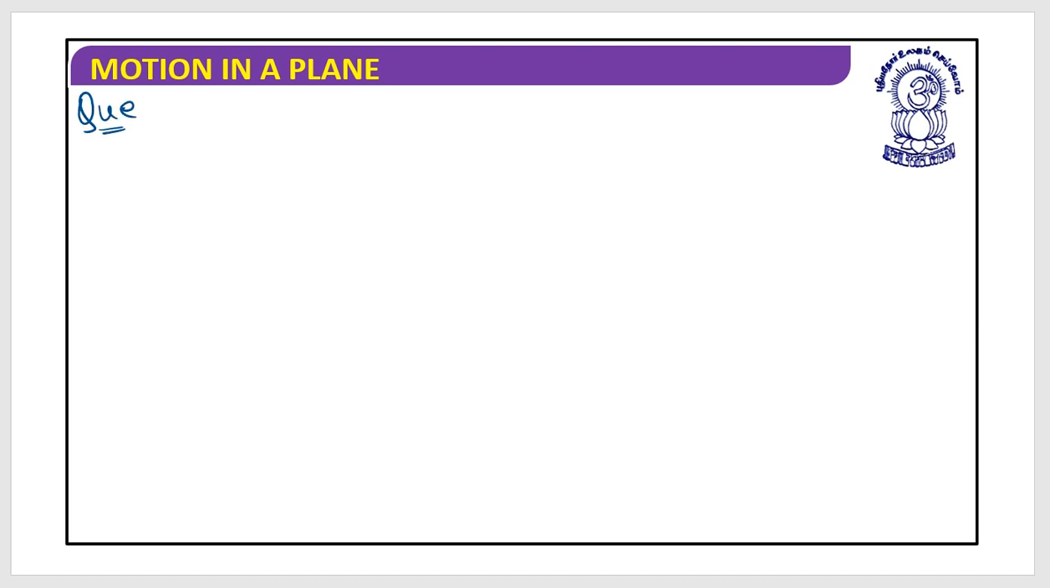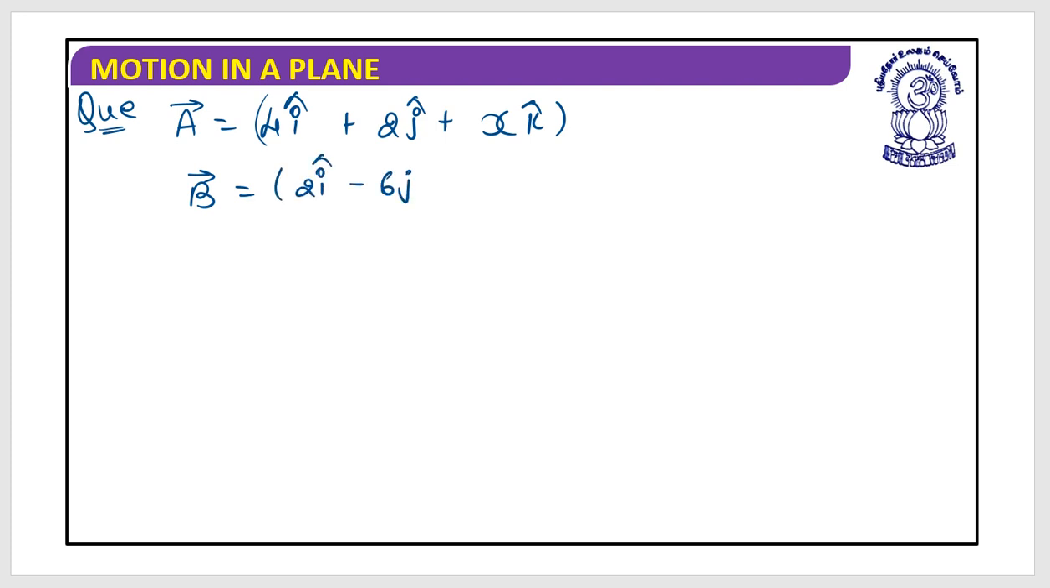Let's have a look. They said that vector A is 4i plus 2j plus xk, and vector B is 2i minus 6j plus 4k. They said if vector A is perpendicular to vector B, then find out x. This is the requirement. If A is perpendicular to B, you need to find the value of x. Now how can you do this?